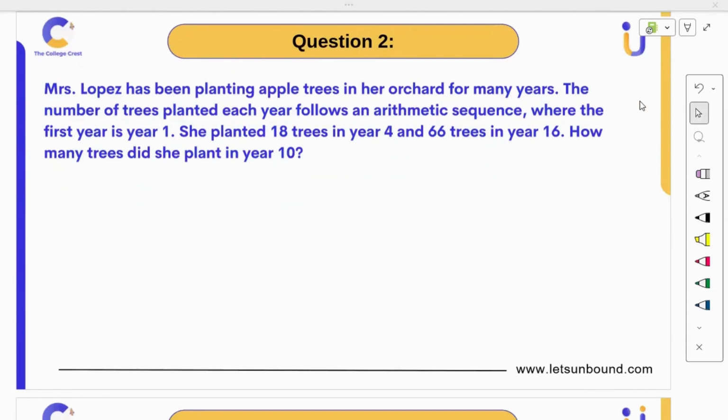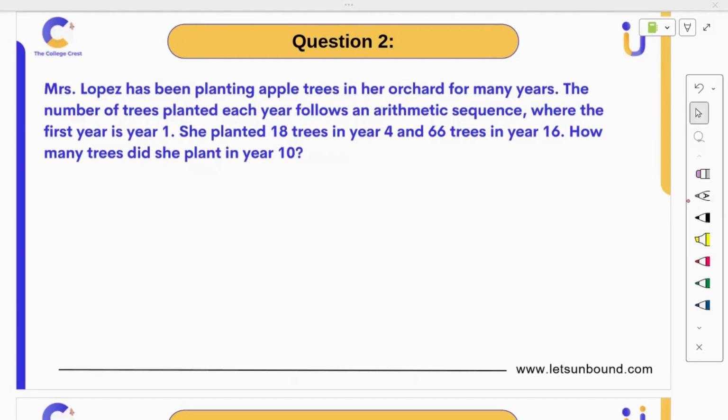Mrs. Lopez has been planting apple trees in her orchard for many years. The number of trees planted each year follows an arithmetic sequence where the first year is year 1. She planted 18 trees in year 4 and 66 trees in year 16. How many trees did she plant in year 10?